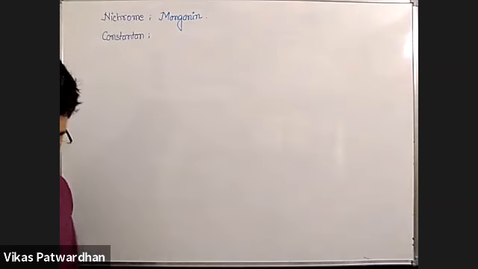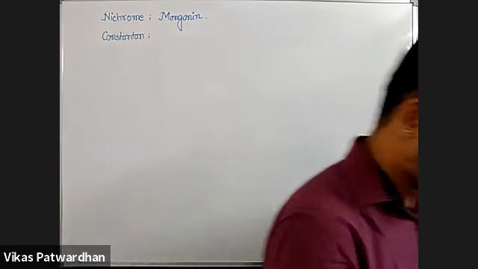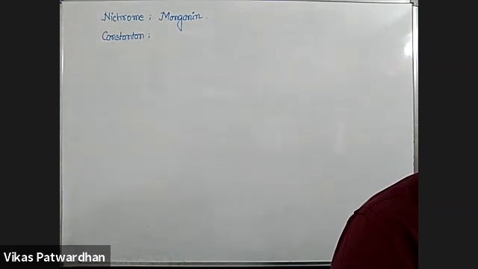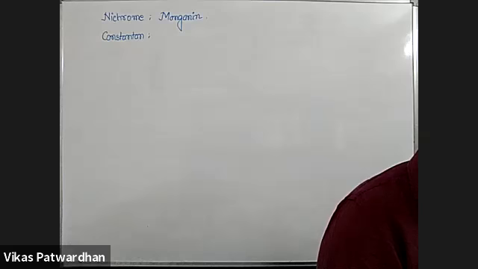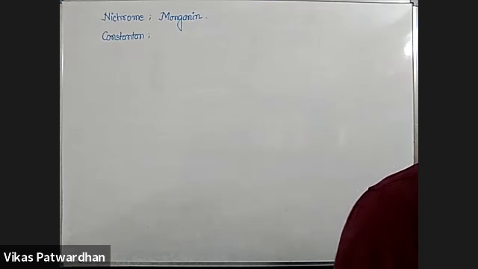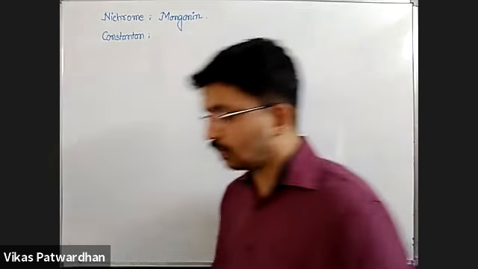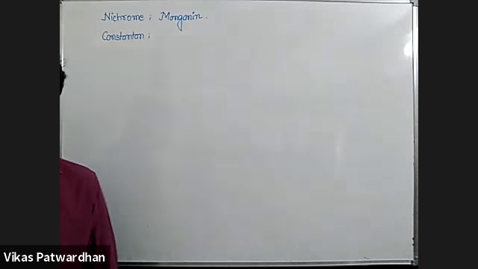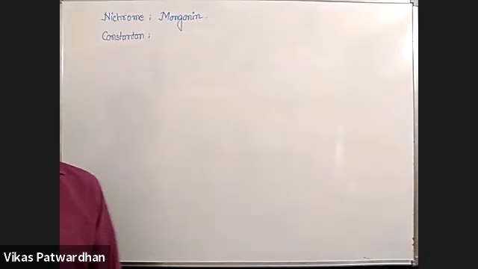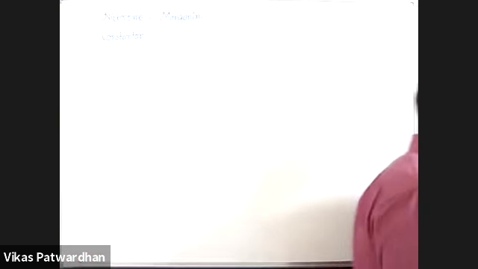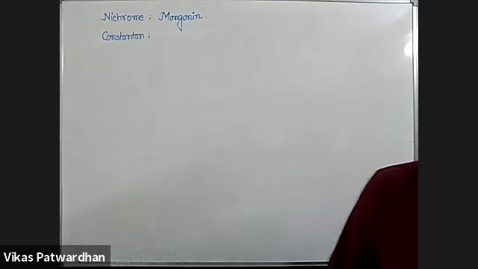Tungsten. T-U-N-G-S-T-E-N. Tungsten. Write down: Tungsten is a metal which is ductile in nature. D-U-C-T-I-L-E. Which is ductile in nature.